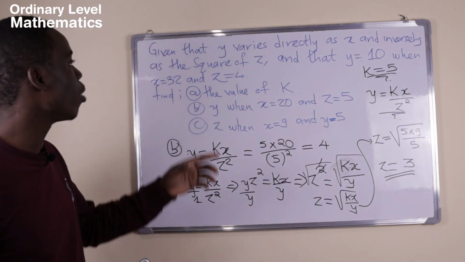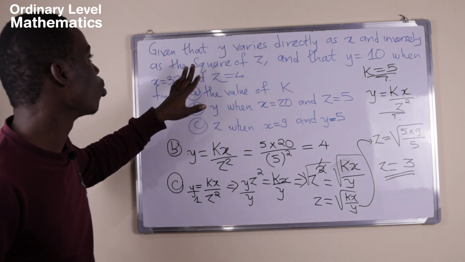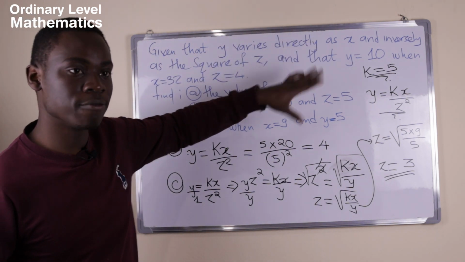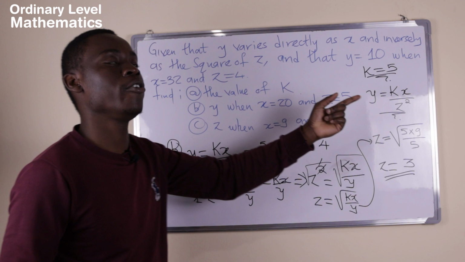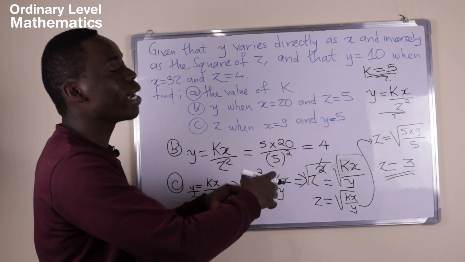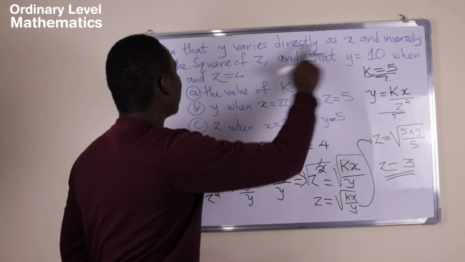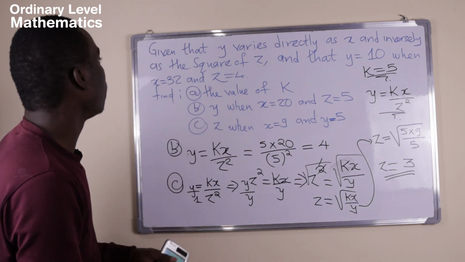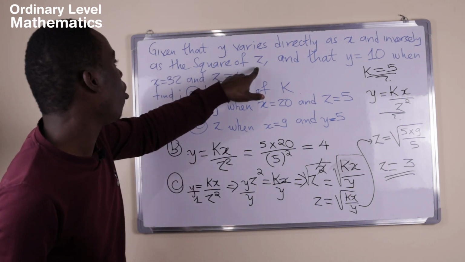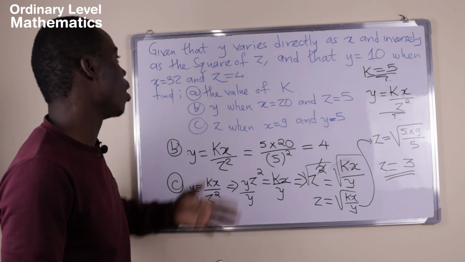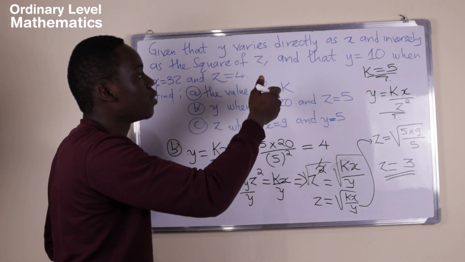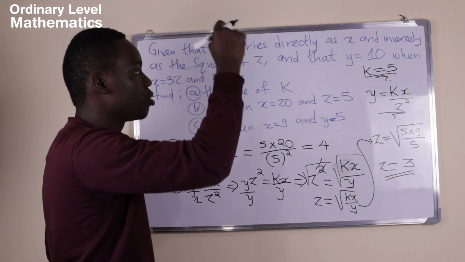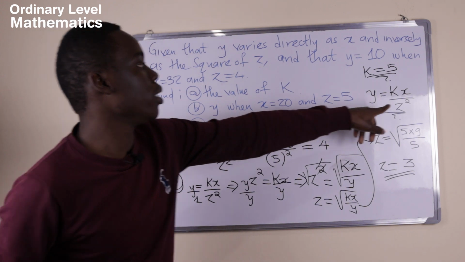And this is how you solve constant variations. The first thing you have to do is understand how to express this in the form of an equation. When they say y varies directly, it means that y is proportional to x, and inversely it means 1 over the square of whatever it is that you have. In our case, we were told the square of z, so 1 over z to the power 2, and this is what we did here.